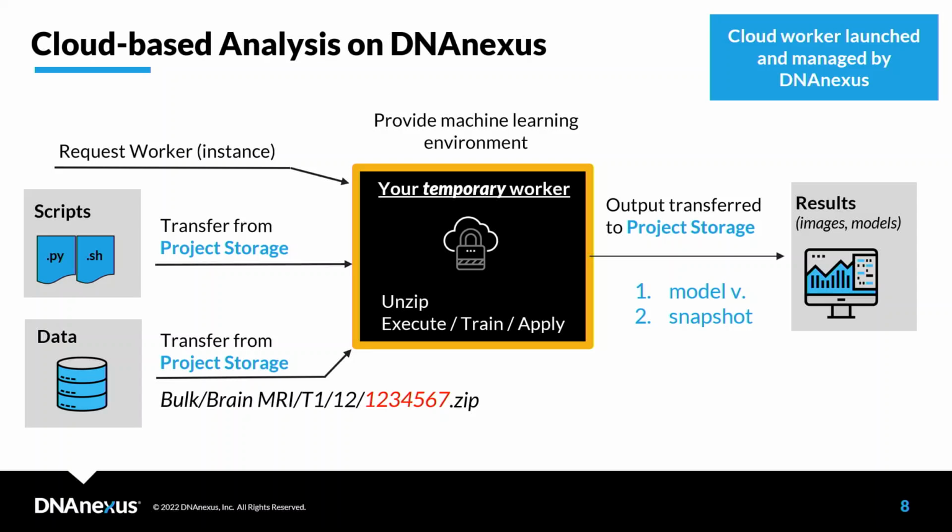Then, as a last step, you will certainly need to save the results back to permanent storage. That means output transfer of your results back to project storage, to some permanent storage. And also with that, there are possibilities on the cloud to version your software, version your models, machine learning models, or even create a snapshot of the tools you installed on the temporary worker. So these are the kind of best practices for working on the cloud.